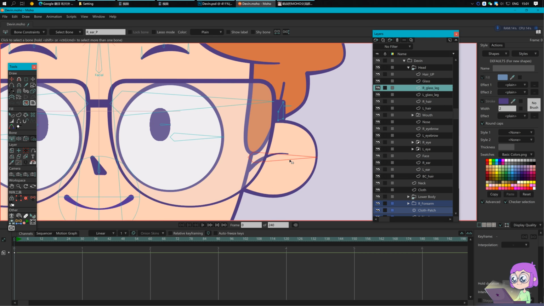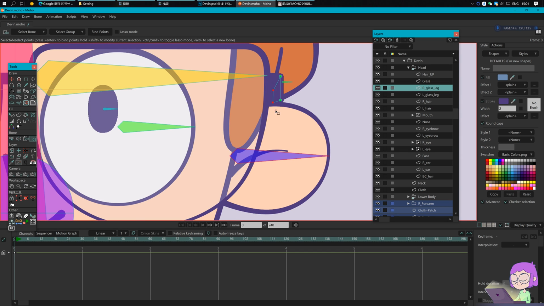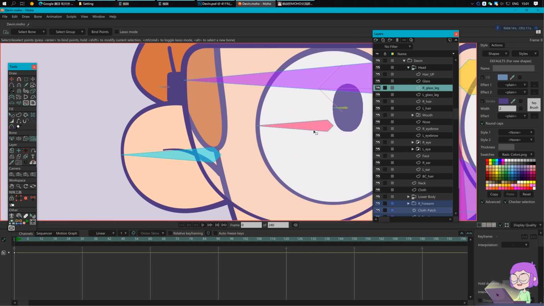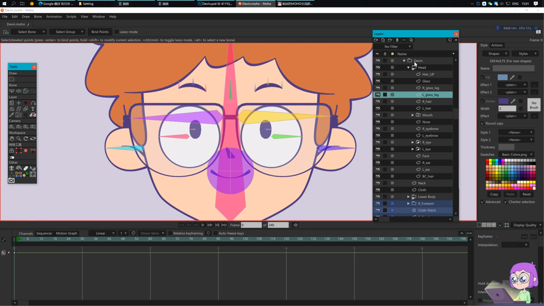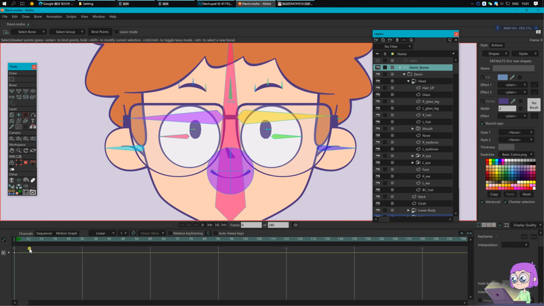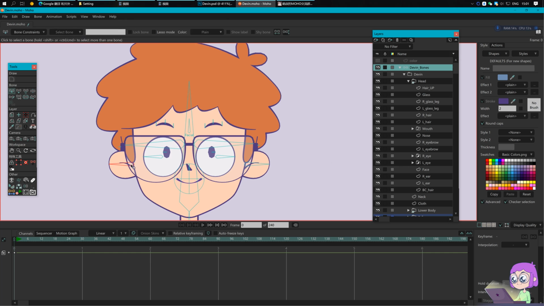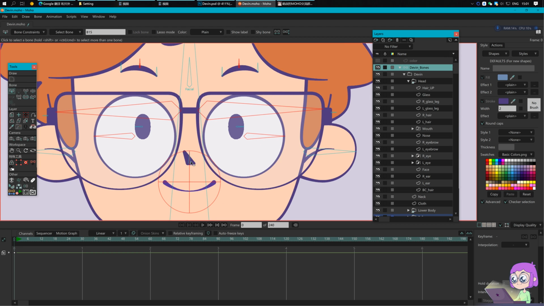Bind layer for ears. Remember to bind these 2 points on the back of the glasses leg. Then connect the parent bones. The parent bones of the facial features such as the lenses are connected to the bone of the face. And the bones of the ears are connected to the bones of the head, like this.